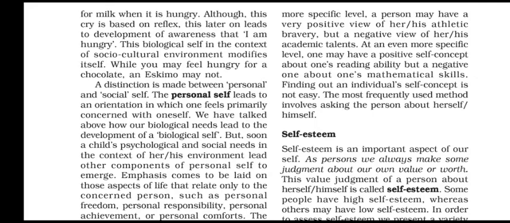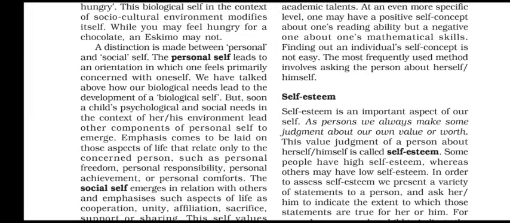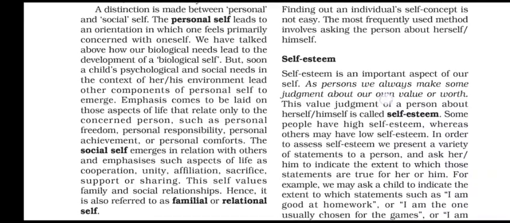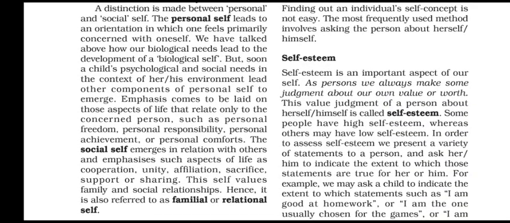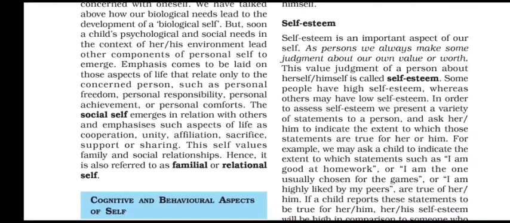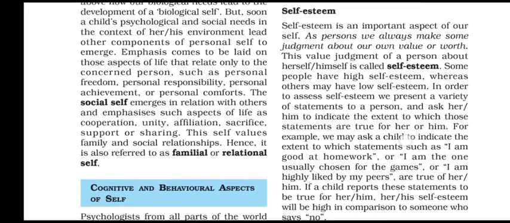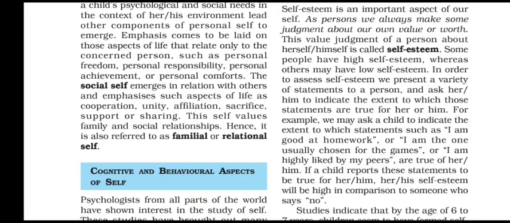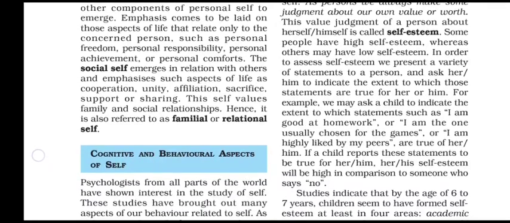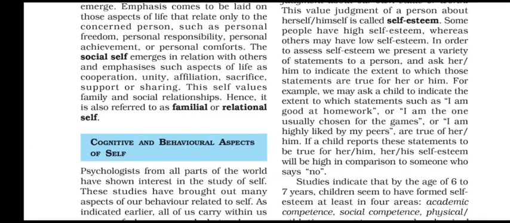A distinction is made between personal and social self. The personal self leads to an orientation in which one feels primarily concerned with himself. We have talked about how our biological needs lead to development of a biological self, but soon a child's psychological and social needs in the context of her or his environment lead other components of personal self to emerge. Emphasis comes to be laid on those aspects of life that relate only to the concerned person, such as personal freedom, personal responsibility, personal achievement, or personal comforts.